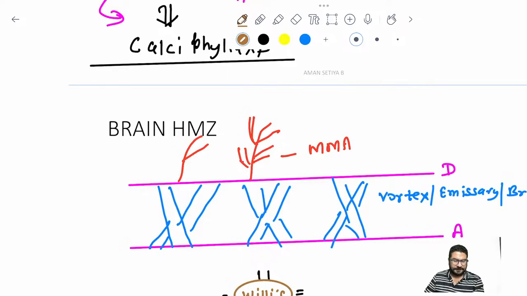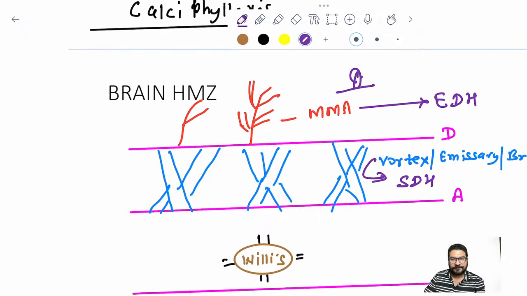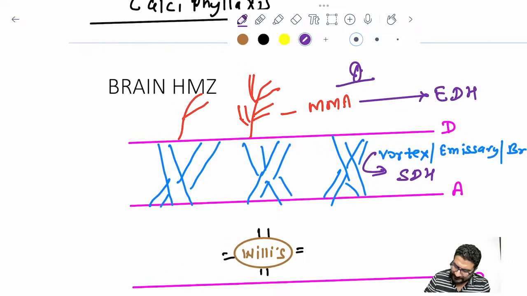Now try to understand this. Suppose there is any hemorrhage above the dura, we call this epidural hemorrhage. Epidural hemorrhage will occur because of rupture of which artery? MMA. Below the dura, if bleeding is here, what do we call this? We call this SDH, and SDH will occur because of rupture of the bridging vein. And if this is rupturing, it will cause SAH. SAH will occur when there is rupture of the circle of Willis.